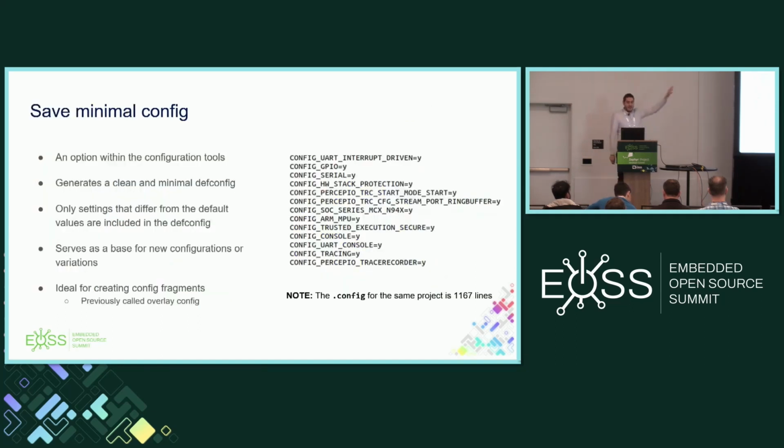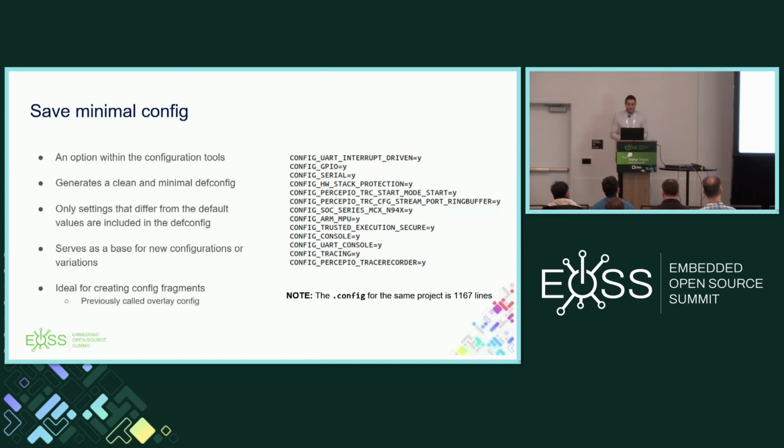You can save a minimal config. The minimal config is an option within the configuration tool that can generate a clean and minimal dev config. Only settings that differ from the default values are included in the dev config. It can be used as a base for a new configuration or for verification, and it is ideal for creating config fragments. The fragments were previously called overlays, but yes, they can be helpful if you want to create your custom fragment.